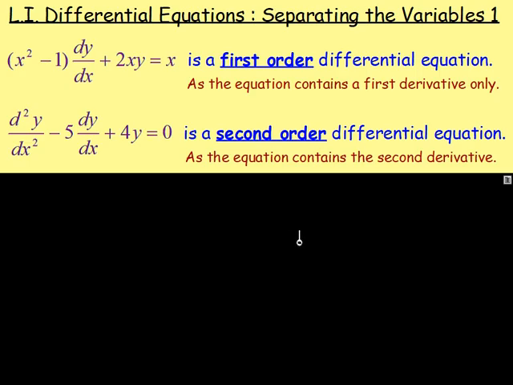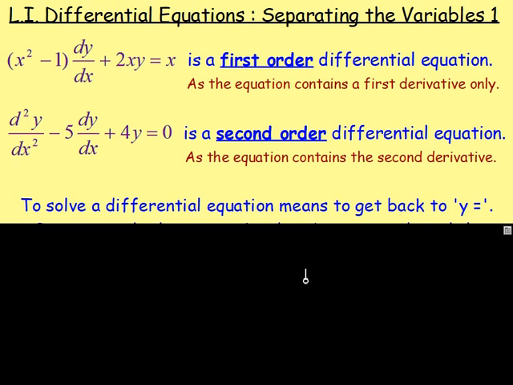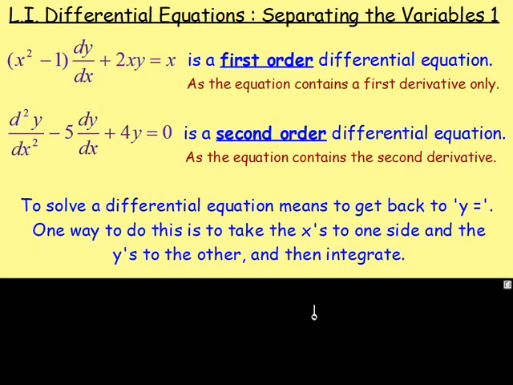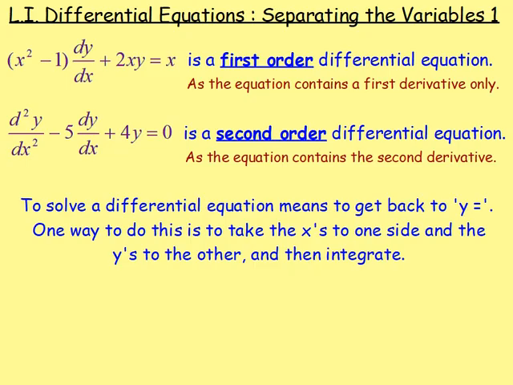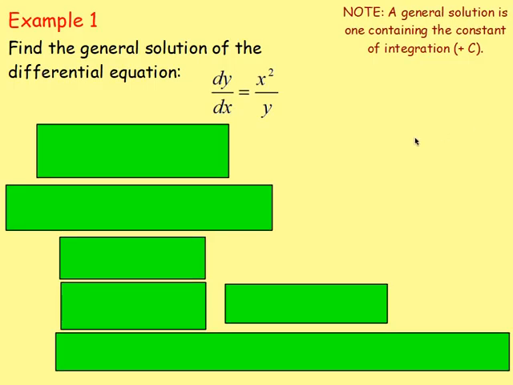How do you solve differential equations? Well, to solve it means to get back to y equals. And one way of doing that is to, as it says up here, separate the variables. You do that by taking the x's to one side, the y's to the other side, and then integrating both sides. Let's try an example. Example 1, find the general solution of this differential equation. What does it mean, general solution? Well, as it says up here, it means it's a solution which has a plus c. So it's a solution containing a constant of integration.